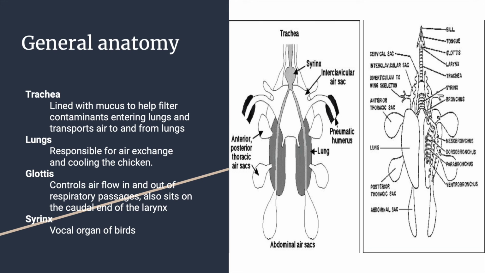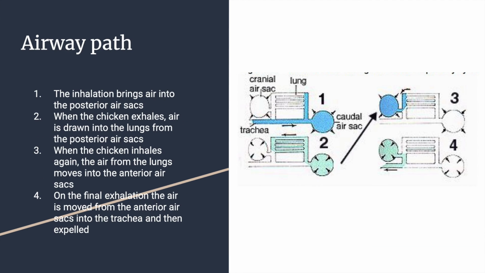The glottis controls airflow in and out of the respiratory passages, and it's seated on the caudal end of the larynx. And then the syrinx is the vocal organ of all birds.